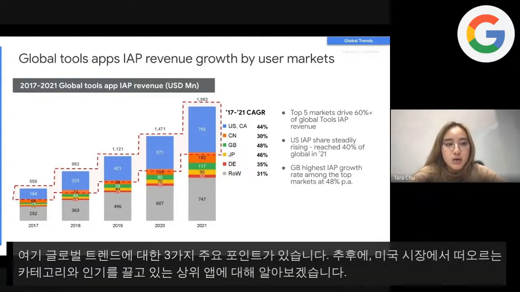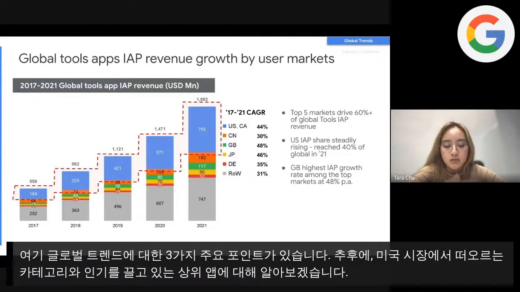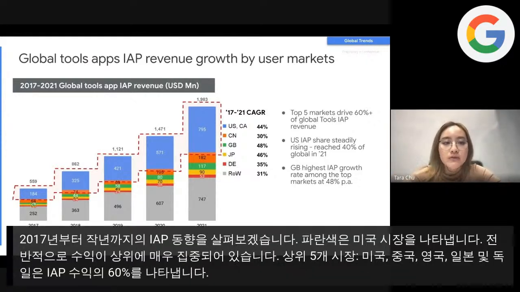What we're going to cover is three main points. First, global trends. Later on, I'll go through the devices or categories that are rising in the US market, and the top apps, for instance, that are gaining a lot of traction in terms of both downloads and revenue for in-app purchases. So it's an overview, an industry view.